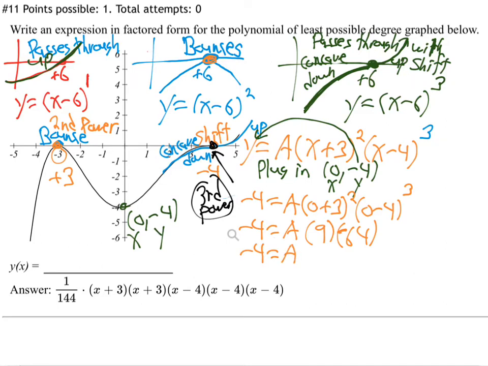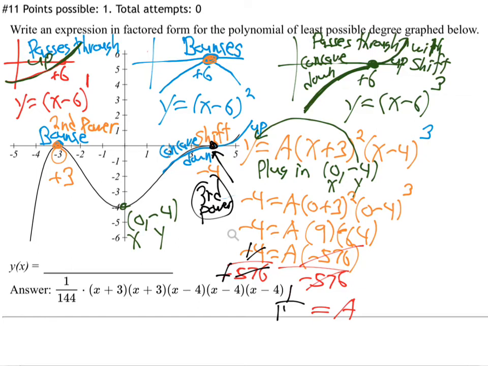What is 64 times 9? I'm getting -576. Solve for a. Divide both sides by -576. And you use your calculator. 2 negatives make positive. 4 goes into 576. Divide by 4. 1 over 144. So there we go. It's 1 over 144.